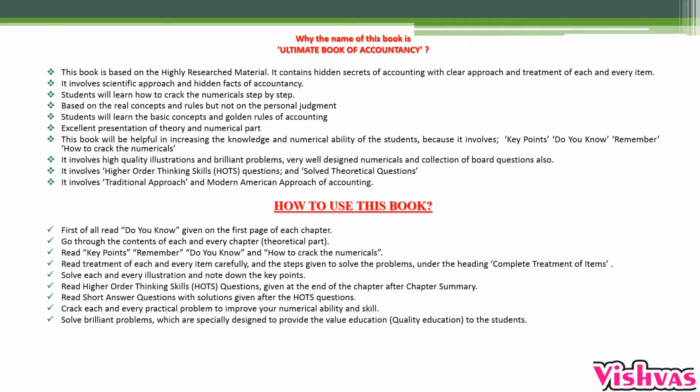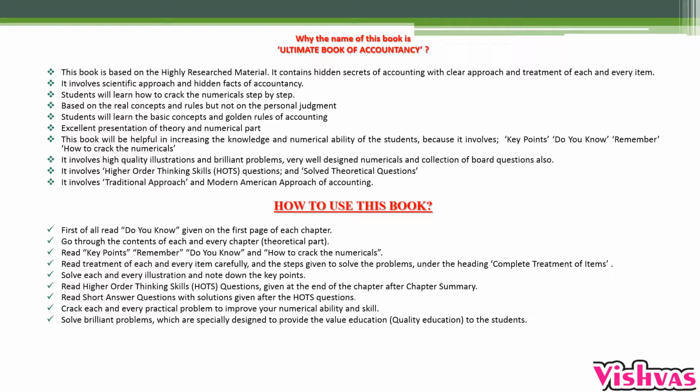How to use this book. First of all, read Do You Know given on the first page of each chapter. Go through the contents of each and every chapter, theoretical part. Read key points. Remember Do You Know and how to crack the numericals. Read treatment of each and every item carefully, and the steps given to solve the problems, under the heading Complete Treatment of Items. Solve each and every illustration and note down the key points.